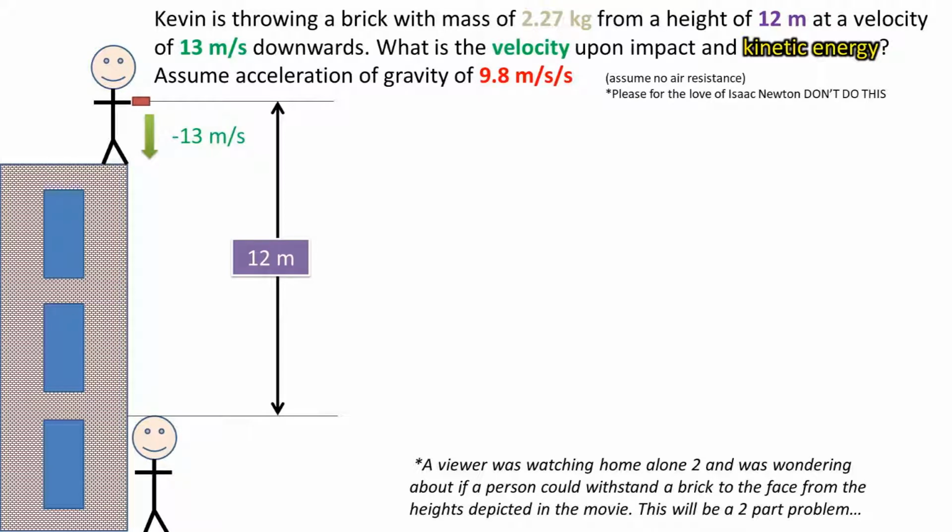For the first part of this problem, Kevin is throwing a brick with a mass of 2.27 kilograms from a height of 12 meters at a velocity of 13 meters per second downwards. What is the velocity upon impact and the kinetic energy? Assume the acceleration of gravity is 9.8 meters per second per second.